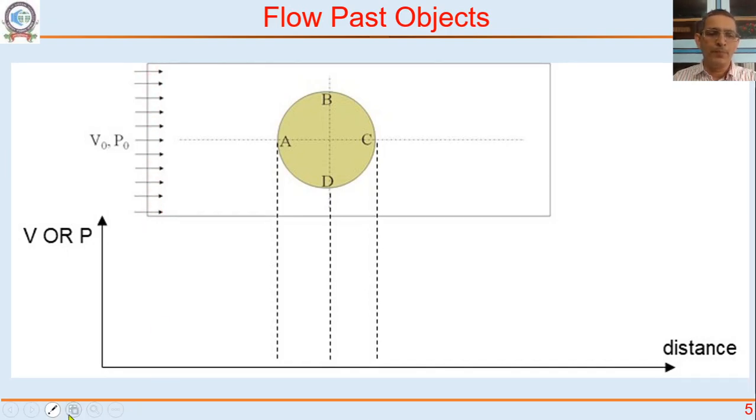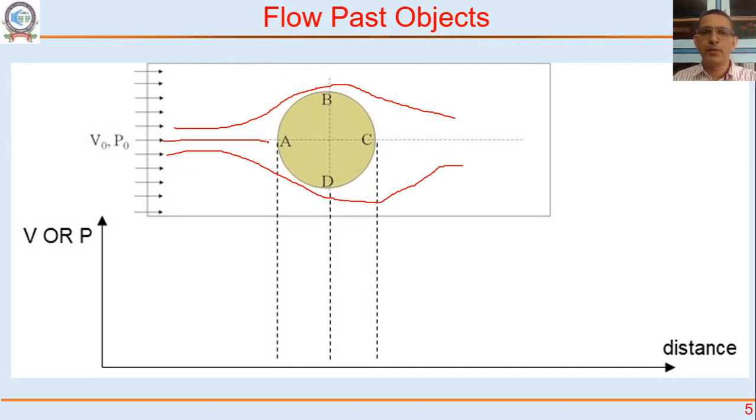So what will happen is, if this is a region where the flow is affected by the presence of this object, let's say this is the boundary where the flow is affected, the velocities will try to bend, the streamlines will try to bend and go around the object. Look at this streamline. This streamline is directly perpendicular to the object, so it is just going to hit here.